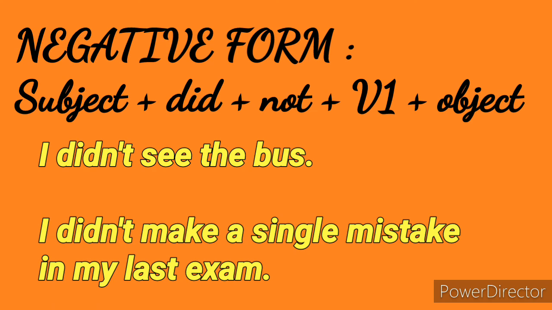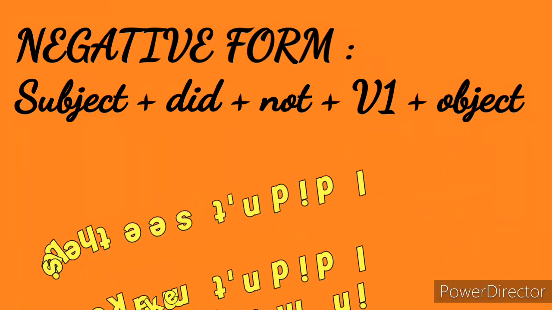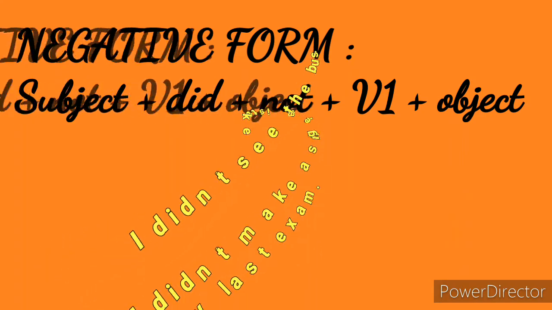I didn't make a single mistake in my exam. This is the next example. I didn't make a single mistake in my last exam. So, these are the examples. Subject plus did plus not plus V1 plus object. Clear?